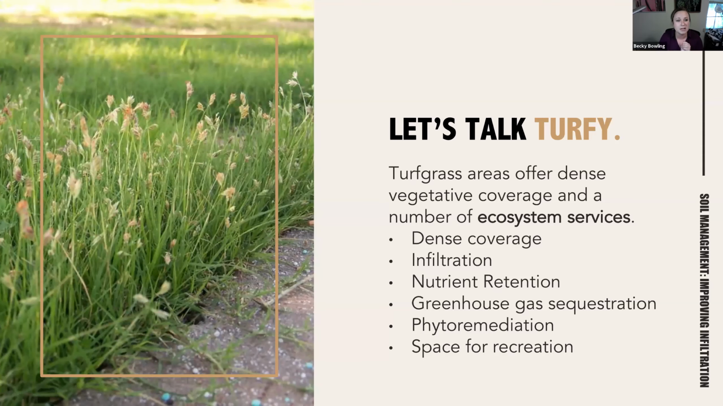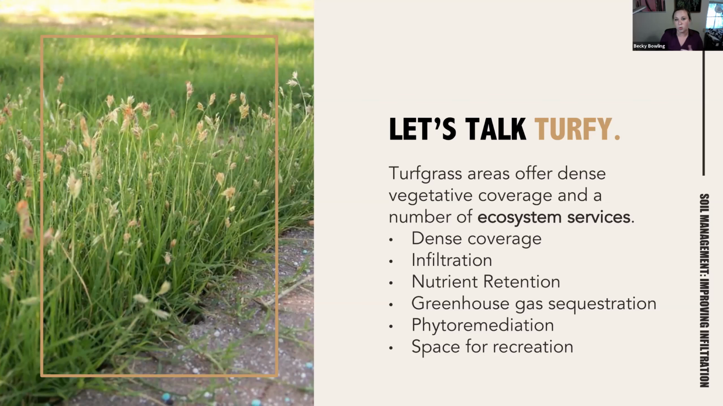Now, I did want to talk a little bit about turf grass areas. Whether you love turf or hate turf, a lot of times, even if we don't choose to have it in a large area of our landscape, many of us still choose to have or inherit a small turf area in our landscape. And turf grass is not all bad. It gets a bad rep, but there's a lot of ecosystem services that it actually can offer the landscape. So the first is that it offers dense, uniform coverage of vegetation. This is especially helpful in protecting the soil from soil erosion.